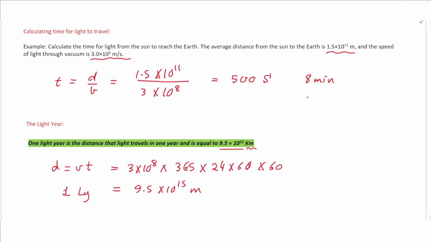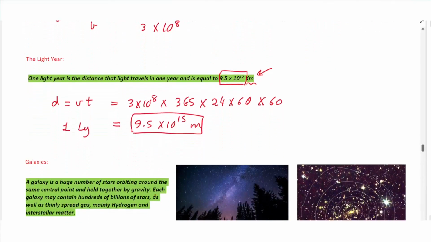So this is how you calculate the time that light takes: distance over the speed of light. And this is how you calculate the light year, or you are actually required to memorize that it is 9.5 times 10 to the power of 12 kilometers, or 9.5 times 10 to the power of 15 meters.